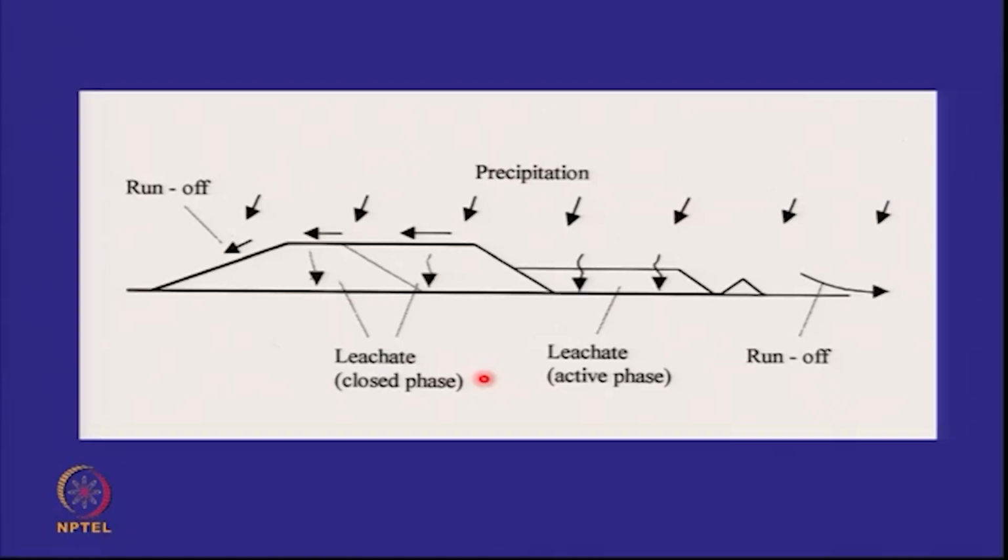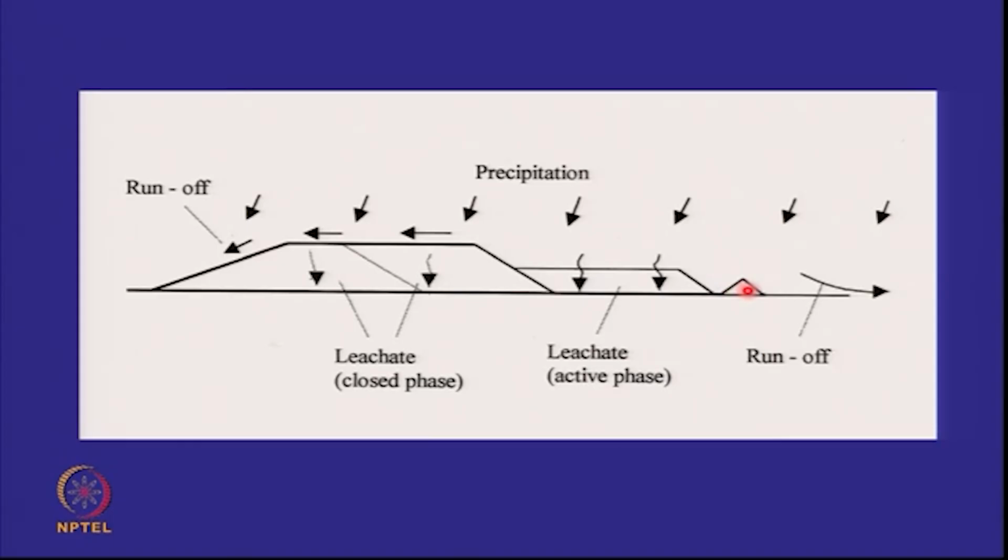And I come back to this diagram, what I have put on the board. These are the closed phases. This is the precipitation, and that's the runoff. So this will go to a surface water drain here. Okay? That's the active phase, and what falls on it will give you the main leachate, right?